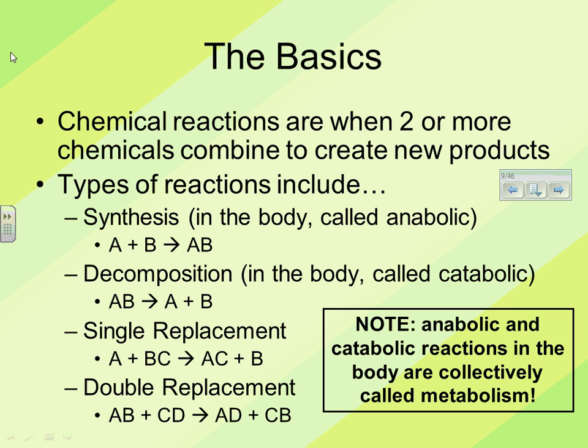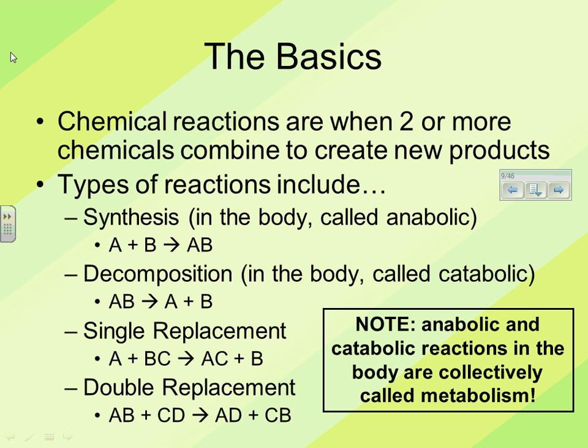There's also different types of chemical reactions that occur in our body. When we take two substances and bond them together, that's called a synthesis reaction or an anabolic reaction, when your body is building up new muscle, building up new skin tissue or bone. That would be a synthesis or anabolic reaction.